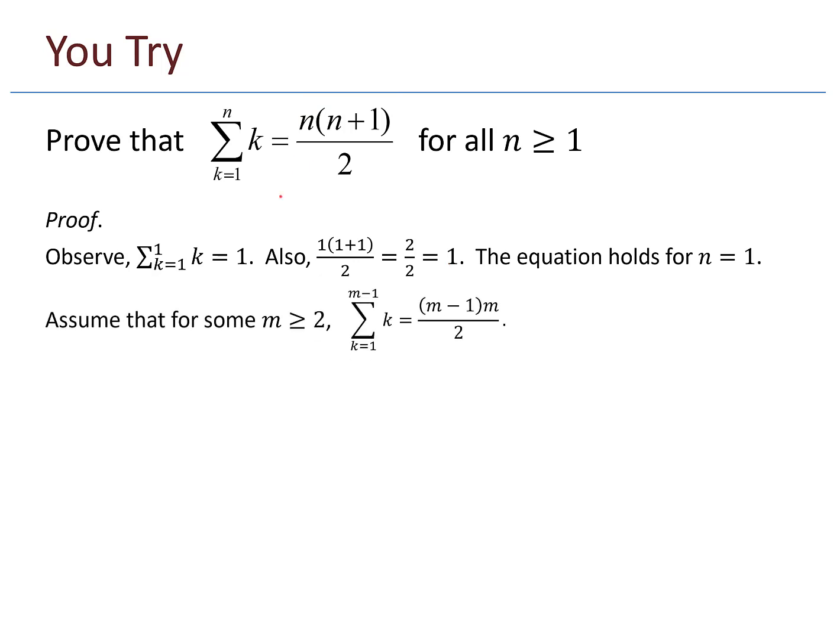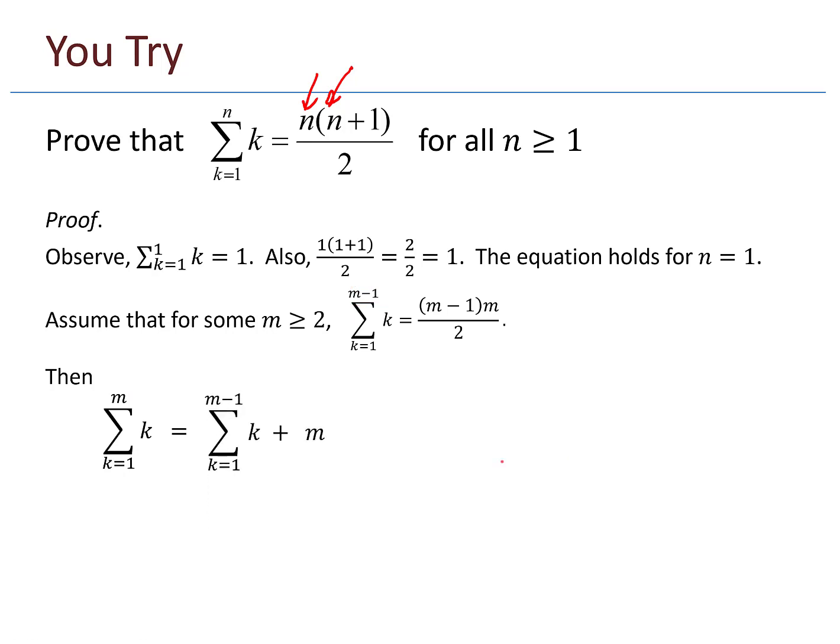Now let's assume that for some m greater than or equal to 2, the summation up to m minus 1 follows the closed formula. So I substitute m minus 1 for the n, and I simplify a little bit there. That m minus 1 plus 1 just turns into the m at the end there. All right. Now let's take the summation all the way up to m.